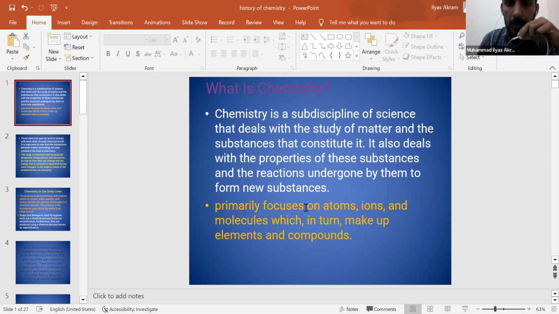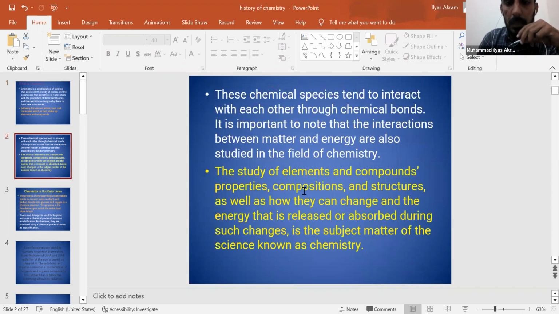So the primary focus of chemistry is on atoms, ions, and molecules, which in turn make up elements and compounds. The basic form we discuss in chemistry is the element, and elements join to form a compound, which we already know and will discuss in another lecture also. So this is a general introduction to chemistry, and the specified definition of chemistry is here.